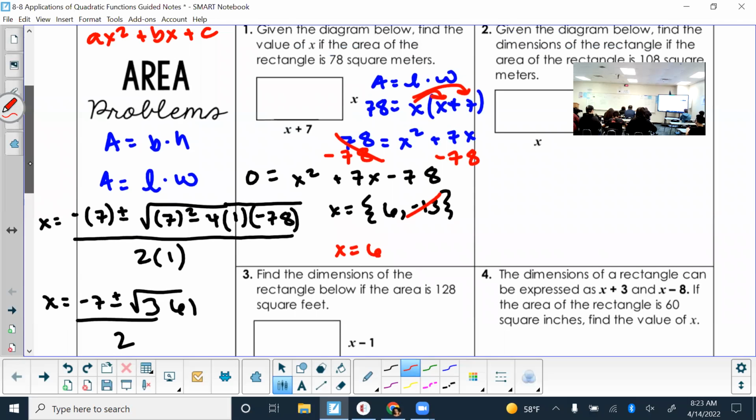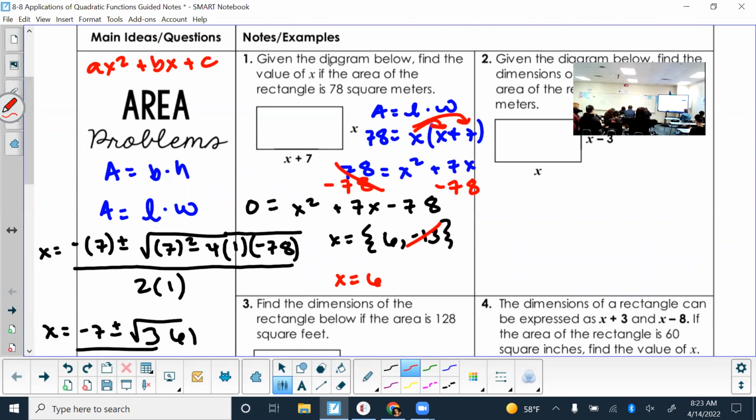And let me see what the question is specifically asking for. It just asks for what the value of x is. So x is 6 meters. Any questions about that?